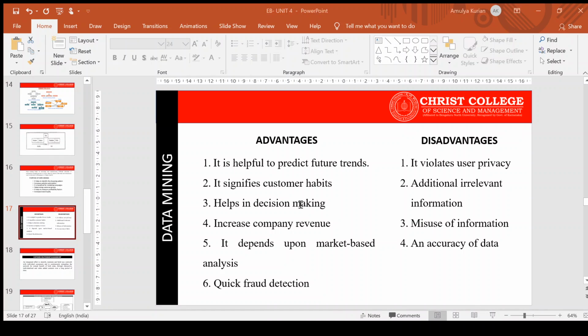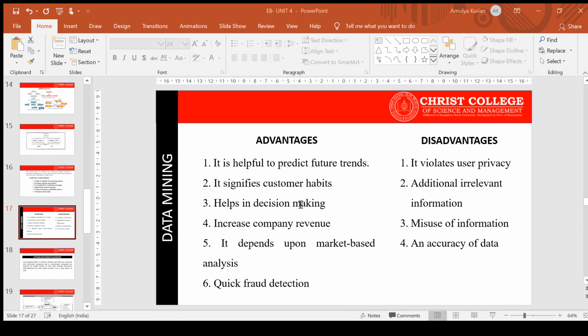So first one is it is helpful to predict future trends. Once you know the shopping trends and the customers' perception about any brand or customers' general behavior, it is helpful to predict the future demands or the trends which will be there in the market. It is quite possible with the help of technology and behavioral changes adopted by the people.